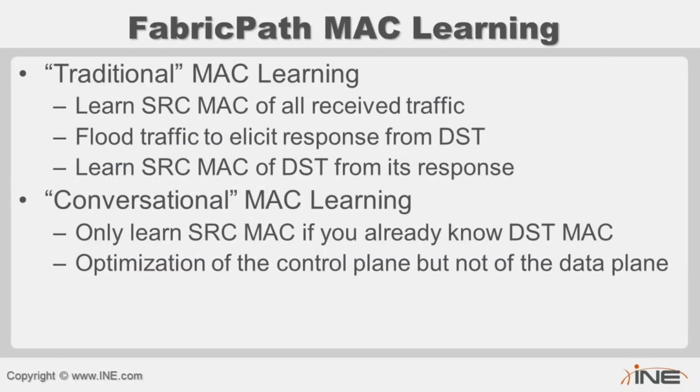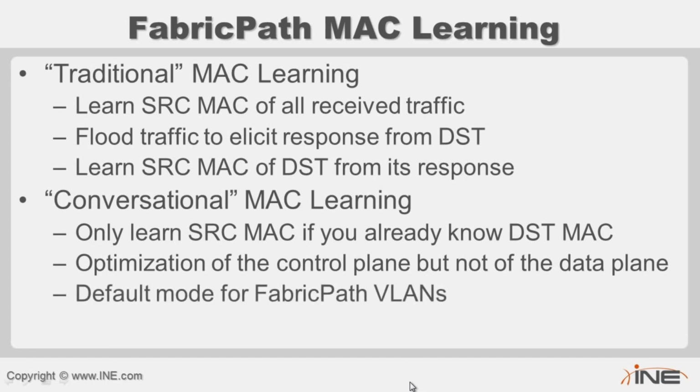Effectively, this is going to be an optimization of the control plane for layer 2. It is not necessarily an optimization of the data plane, it doesn't control how traffic is flooded, it is just controlling how the switches are inserting the MAC addresses into their forwarding tables. Now this conversational learning is going to be the default mode for the FabricPath VLANs, but we can technically use this outside of the scope of FabricPath by going to a VLAN and changing it from traditional MAC learning to conversational learning. And if we had a large layer 2 topology where we're running into an upper limit of the size of the CAM tables, this could be an optimization we can use to cut down on the amount of MAC addresses that each switch in the network needs to learn.